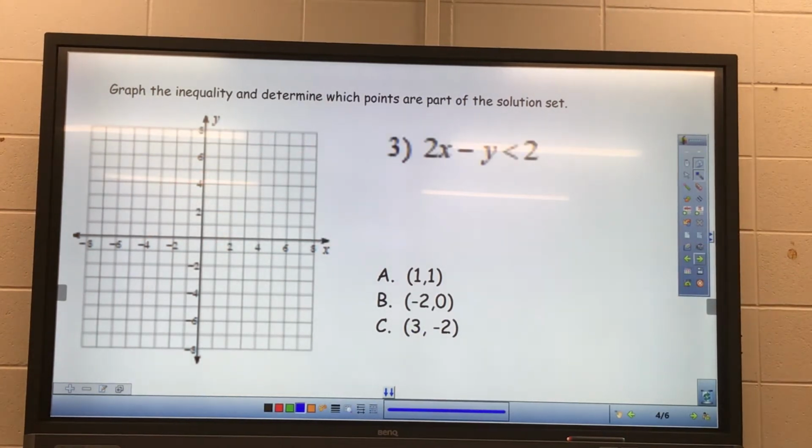Okay, they're not all going to be solved for us. Here's the first one we have that we're going to have to do some work in solving it before we graph it. So please pause the video and give students 3 minutes to complete this problem.